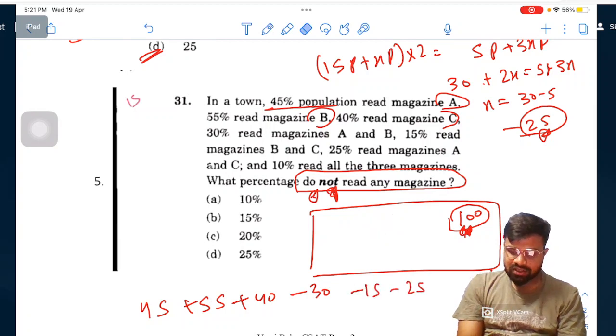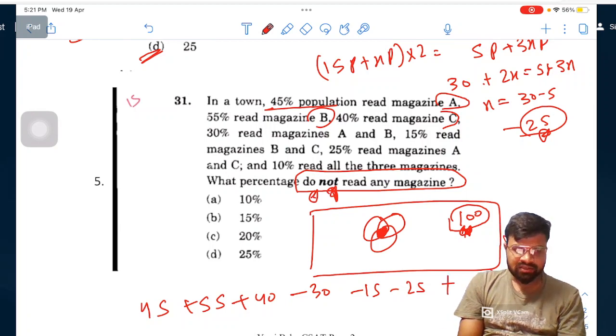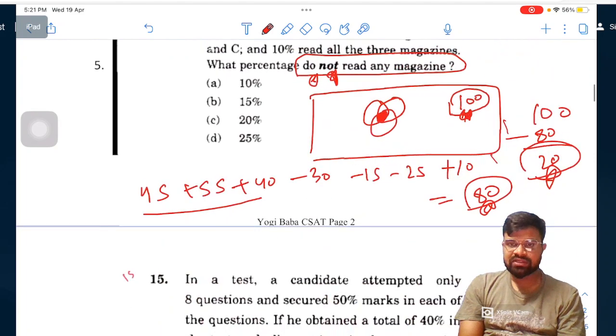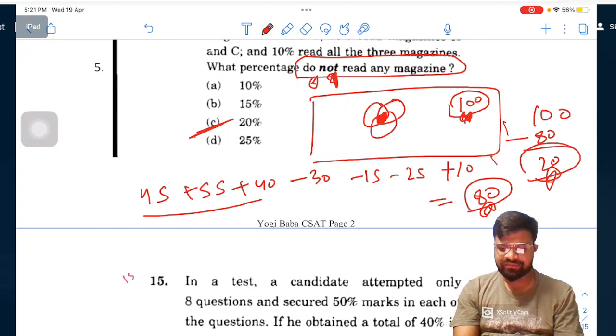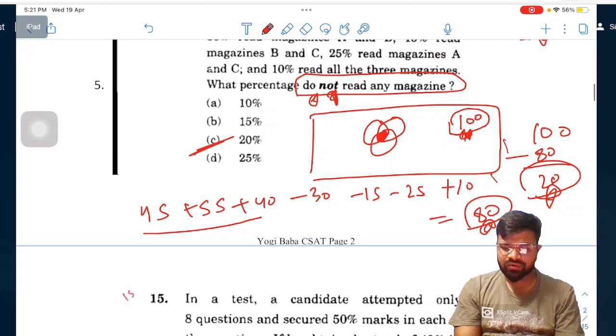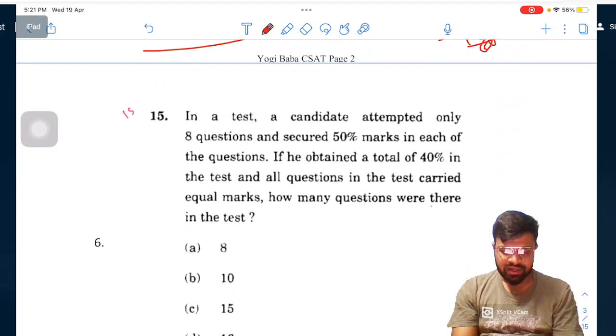Now see the common intersection of all these, this area. This has been subtracted twice, so we'll add this again. And when you add this, this is 85 plus 55 minus 30. So this will become 80. When you subtract this from 100, you get 20. These are the people who do not read any magazine. Don't get overwhelmed with this question, because this is a question of set theory and Venn diagrams, and we will understand it in our later classes. So don't worry about this right now.